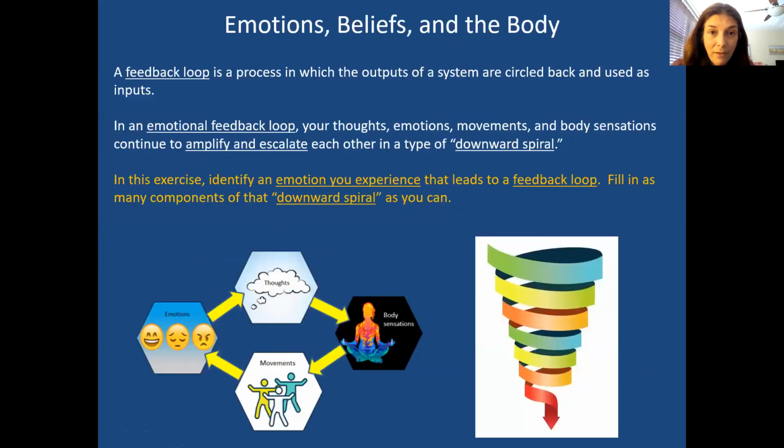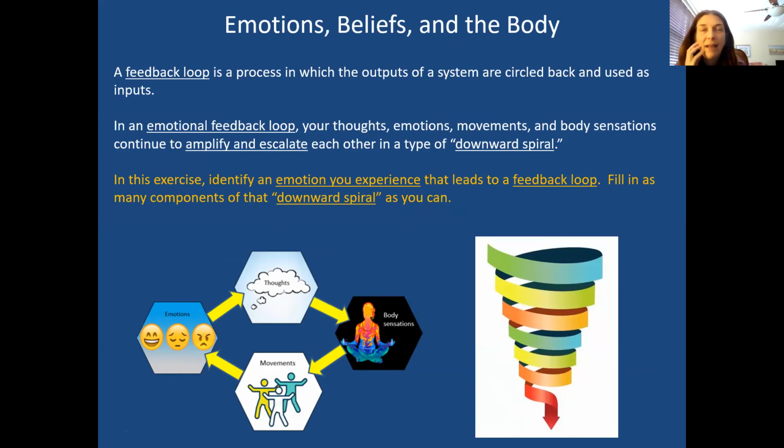All right. Okay, so next, emotions, beliefs, and the body. So this is talking about what they call a feedback loop, okay? So see how I put a picture of a downward spiral here. It's kind of like that. So imagine this circle with emotions, thoughts, body sensations, and movements being on top of that spiral, kind of like spiraling down like this.